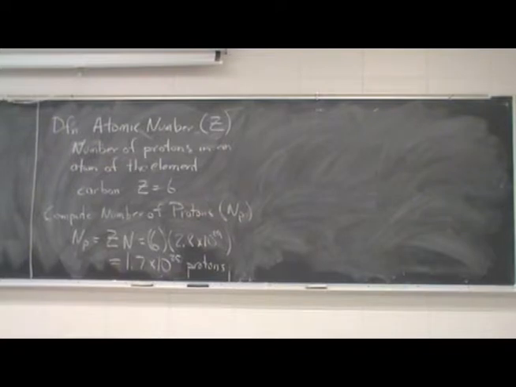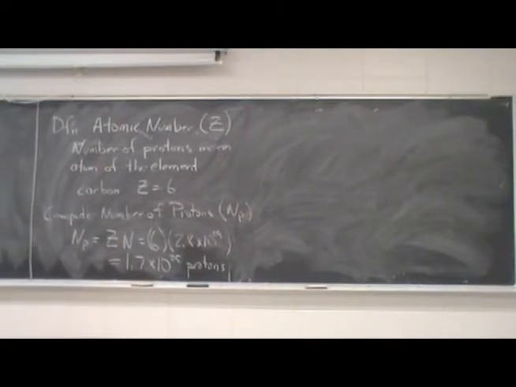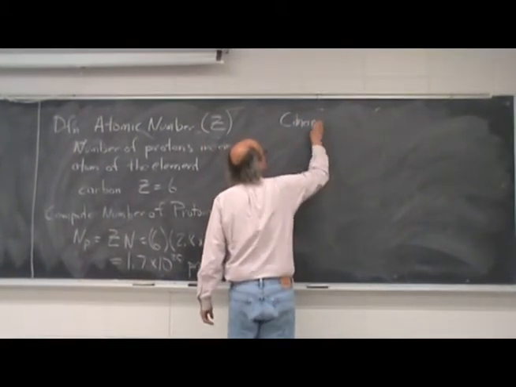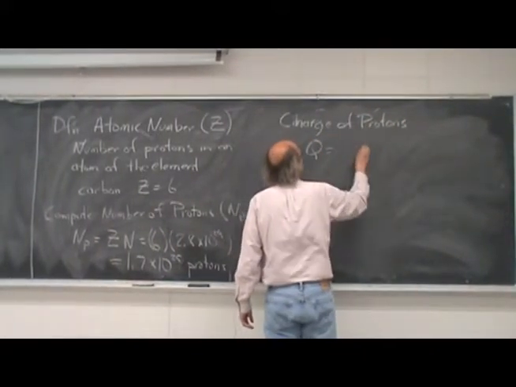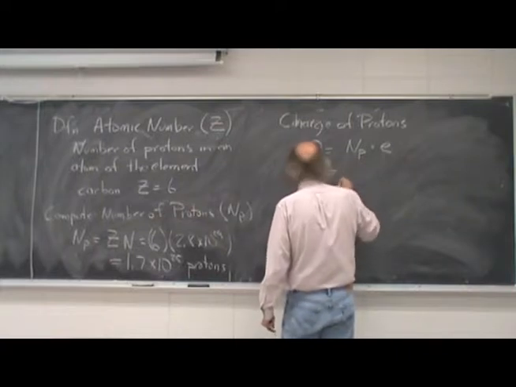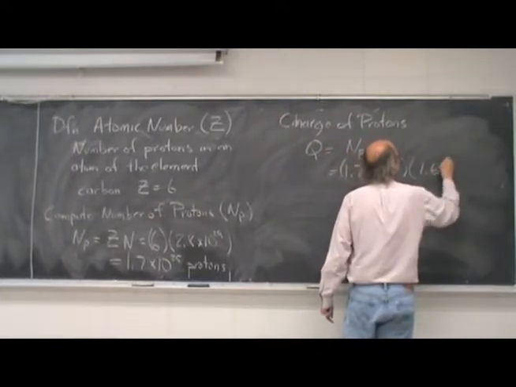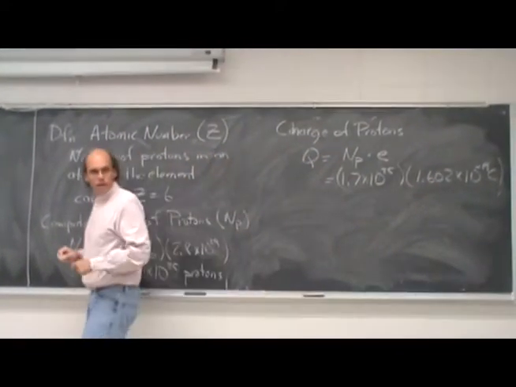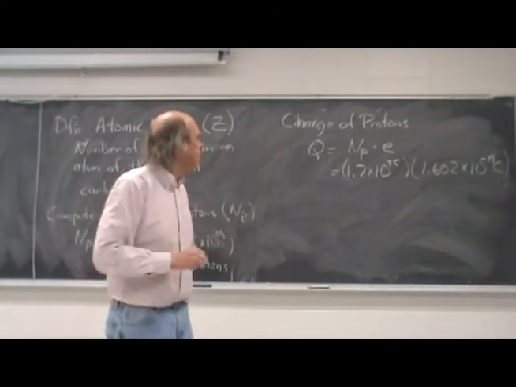Getting closer, we wanted the charge of those protons. Each proton has exactly, not sort of, not close to, but exactly the charge e, the fundamental quantum of charge. So the charge of the protons is the number of protons times e: 1.7 times 10 to the 25th, and e is 1.602 times 10 to the minus 19, so it's small, but we have a lot of protons. That gives us a total charge of protons in that charcoal briquette of 3 million coulombs.